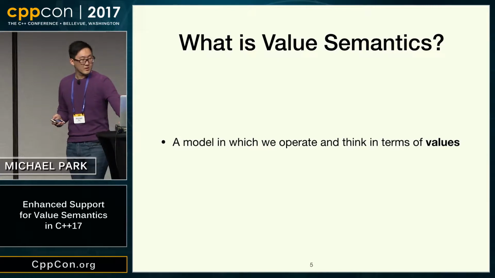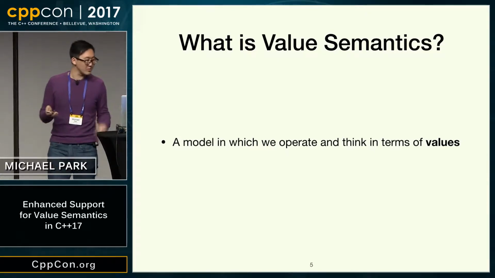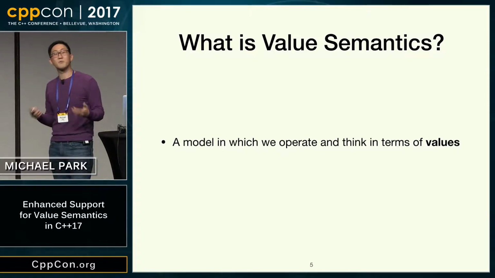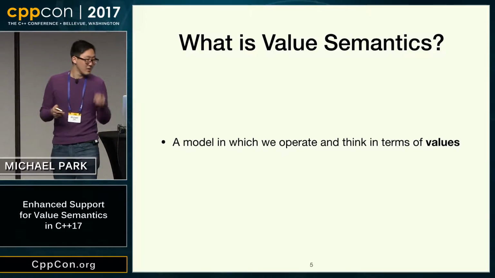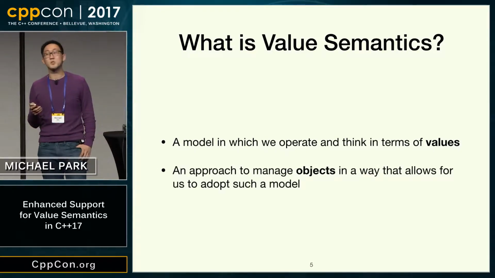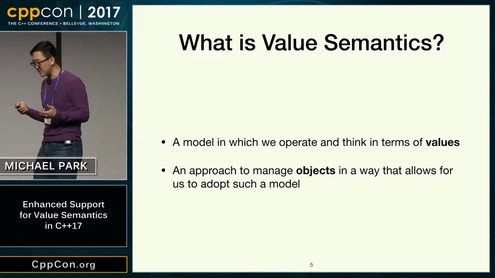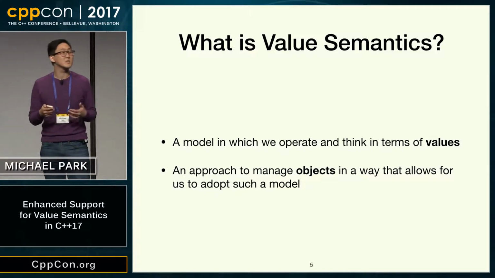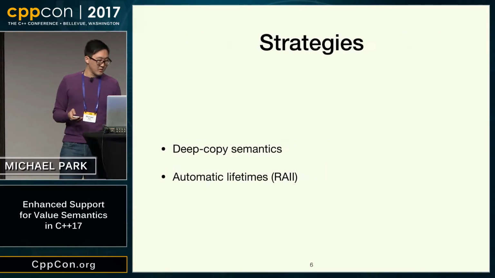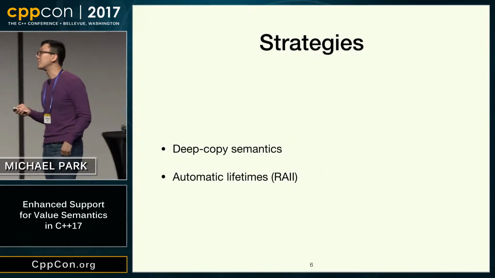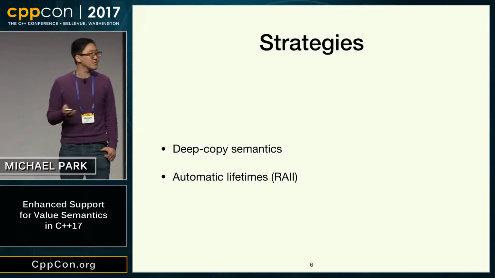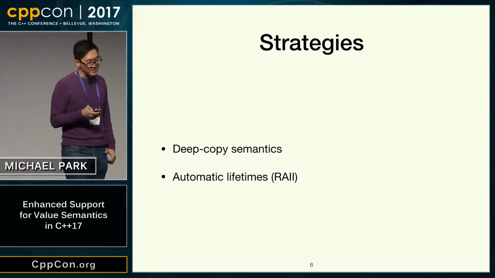So what is value semantics? Value semantics as a whole is really a programming model in which we want to focus more on values and operate on values as opposed to objects. And in order to enable such a model, a systematic approach to deal with these pesky objects which come in and out of existence is necessary. These are 2 strategies of managing objects that we really care about, at least for this talk. The first one is deep copy semantics, and the second is automatic lifetimes.